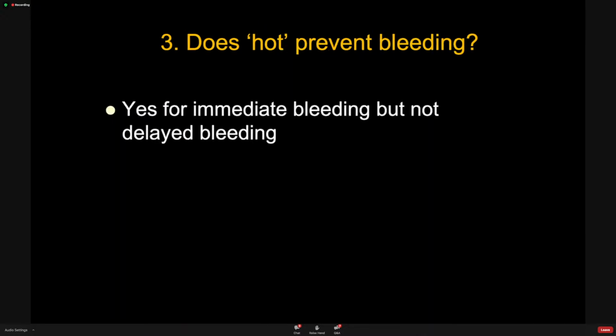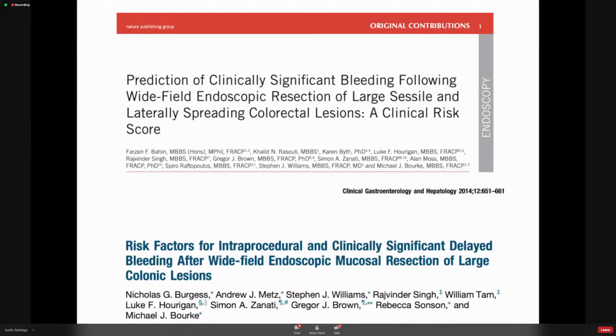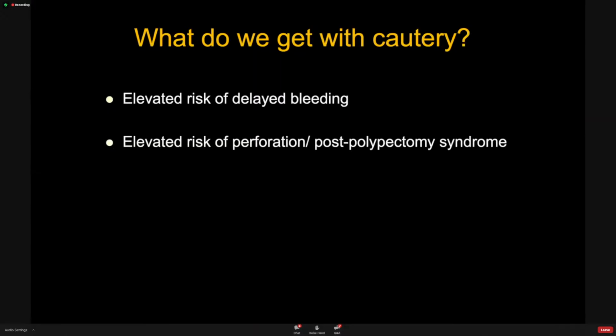We also think that hot prevents bleeding. Yes, for immediate bleeding, definitely, but not for delayed bleeding. These are some of the studies using hot snare EMR coming from the Australian colonoscopy EMR group, which we were also involved with. We have shown that there is a risk of clinically significant delayed bleeding, especially if the lesion gets larger and is in the right side of the colon. So then we think, what do we get with cautery?